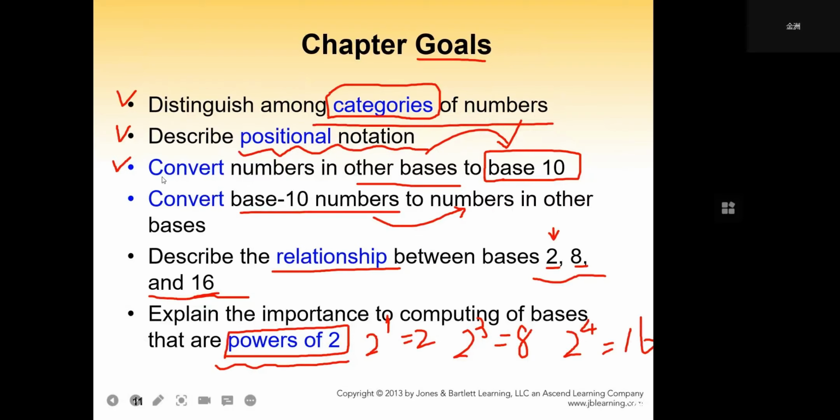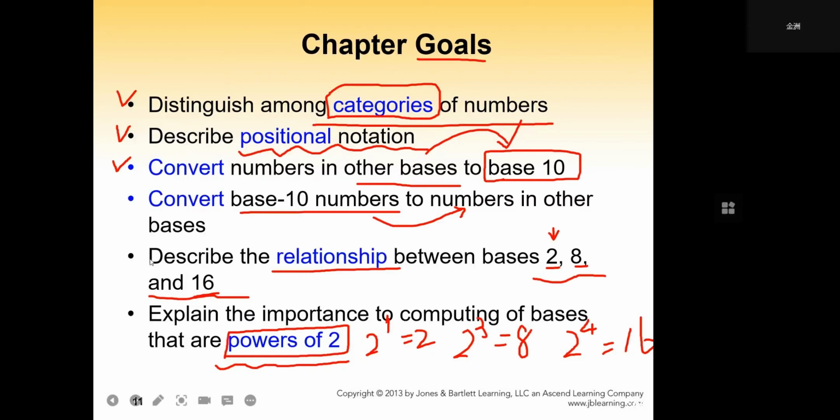And you need to know how to convert numbers in any other base to base 10. Base 10 here represents the decimal number system we use in our daily life. And conversely, you need to know how to convert any number in base 10 to numbers in other bases, like base 2, base 8, base 16, right? Which represent the binary, the octal, and the hexadecimal.